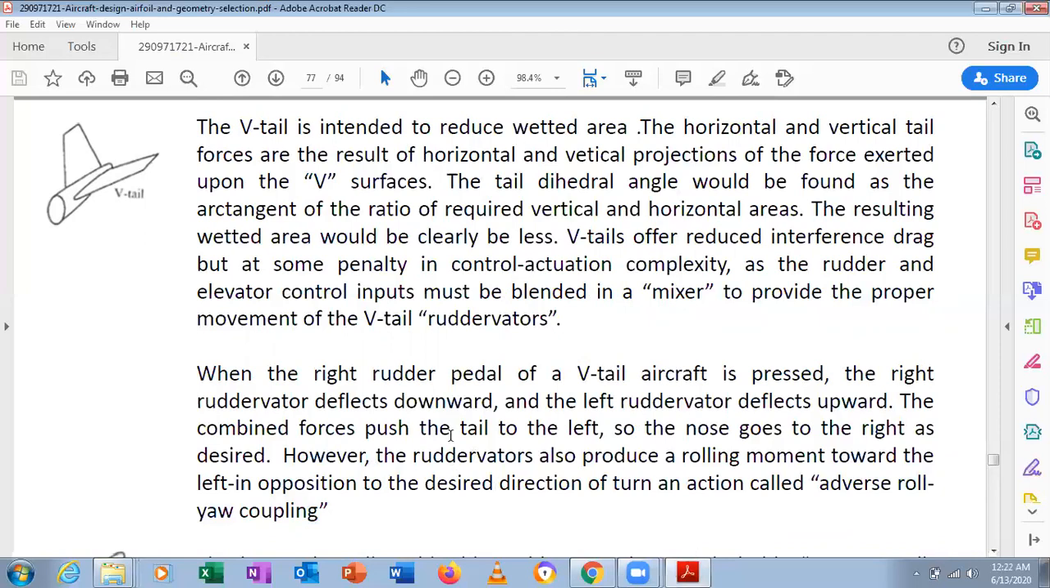The action of the rudder is a yawing moment, and the elevators give pitch up and pitch down. So here the pitch up and pitch down may lead to yawing of the motion, as well as roll yaw coupling. A coupling is where two equal parallel forces are acting and lead the body to rotate. That action is done by roll and yaw, that is, by the ruddervators. Ruddervators also produce a rolling moment towards the left in opposition to the desired direction of turn, an action called adverse roll coupling.